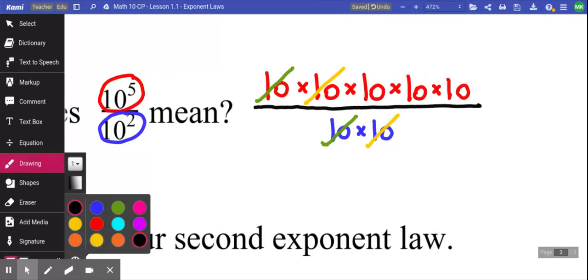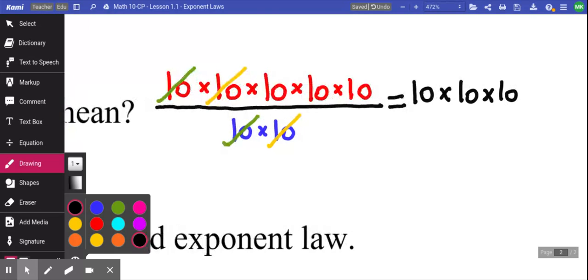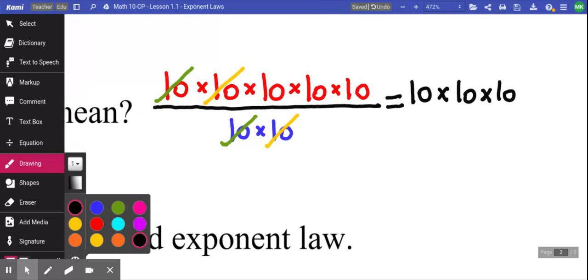And all I would have left is 3 10s on the top. 10 times 10 times 10. Which we wouldn't write that way. We would write it as 10 to the power of 3. Perfect. And that's exactly what the rule is.